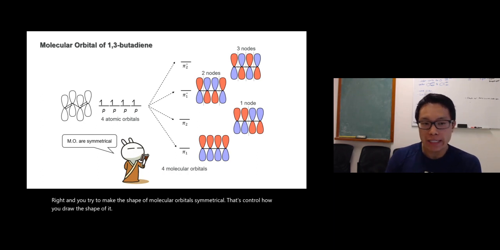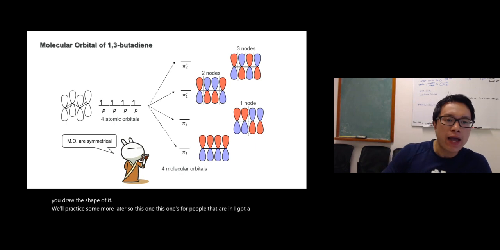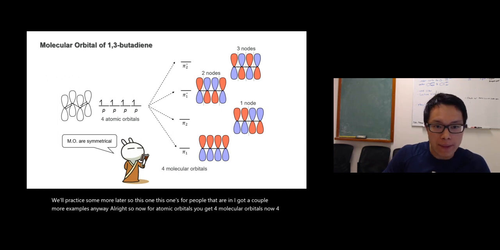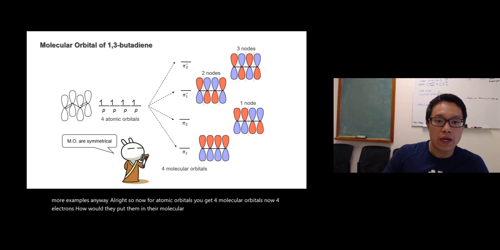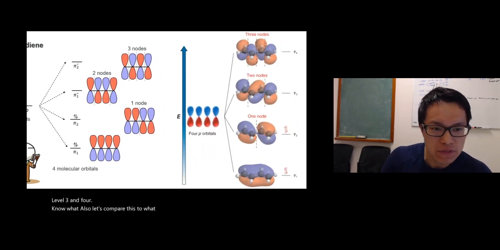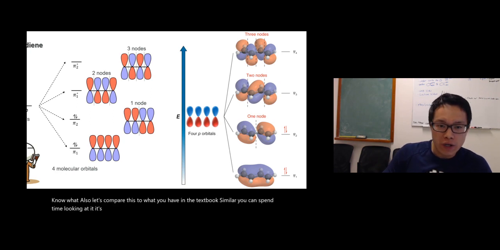We'll practice some more later. So this one is for butadiene, and I have a couple more examples. So for 4 atomic orbitals, you get 4 molecular orbitals. Now for electrons, how would I put them in the molecular orbitals? Go with the lowest one. We have 4 electrons, so 1, 2, and then go up to the higher energy level for 3 and 4. Also, let's compare this to what you have in the textbook. It's really similar, and you can spend time looking at it.